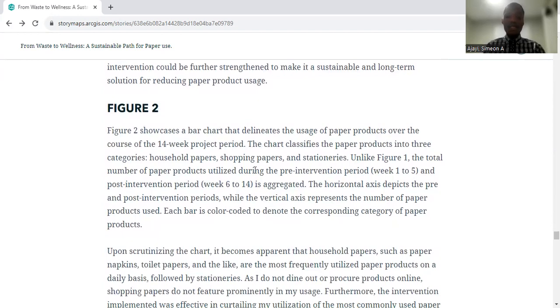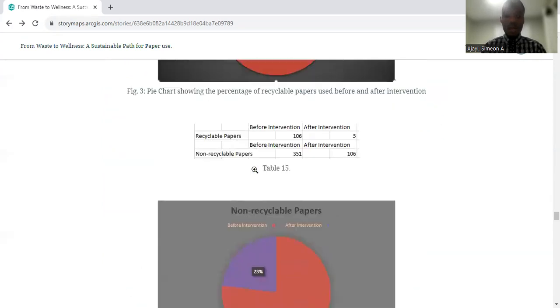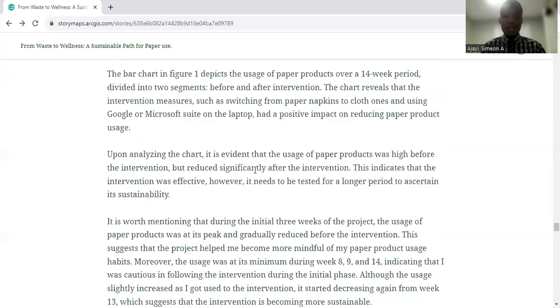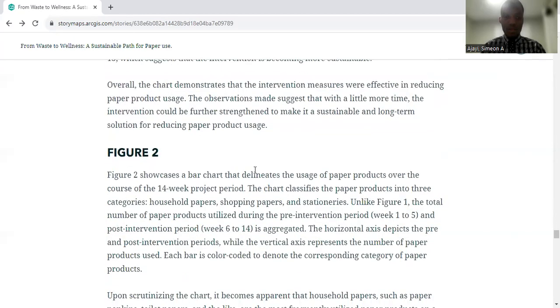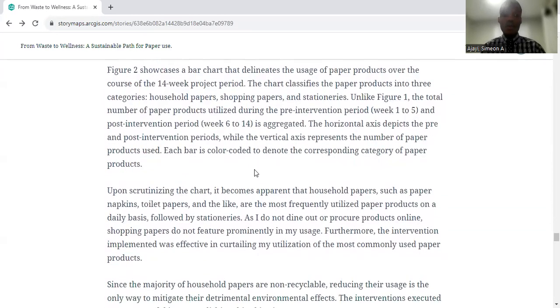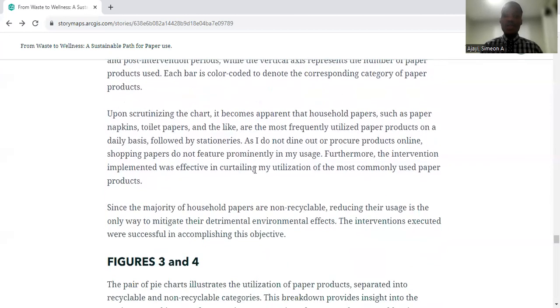So figure 2 showcases a bar chart that delineates the usage of paper products over the course of the 14-week project period. The chart classifies the paper products into 3 categories: household papers, shopping papers, and stationery. Unlike figure 1, the total number of paper products utilized during the pre-intervention period is quantified, and the post-intervention period, weeks 6 to 14, is aggregated, which is summed up. The horizontal axis depicts the pre- and post-intervention periods, while the vertical axis depicts the number of paper products used. Each bar is color-coded to denote the corresponding category of paper product.